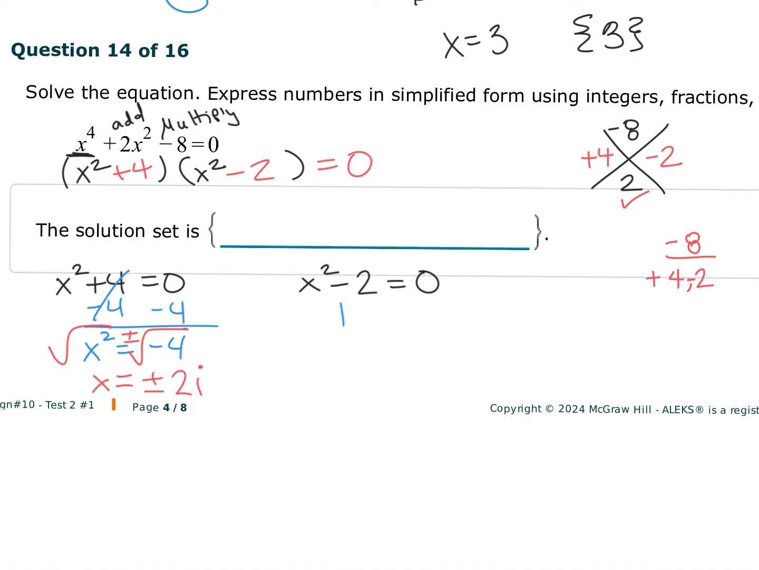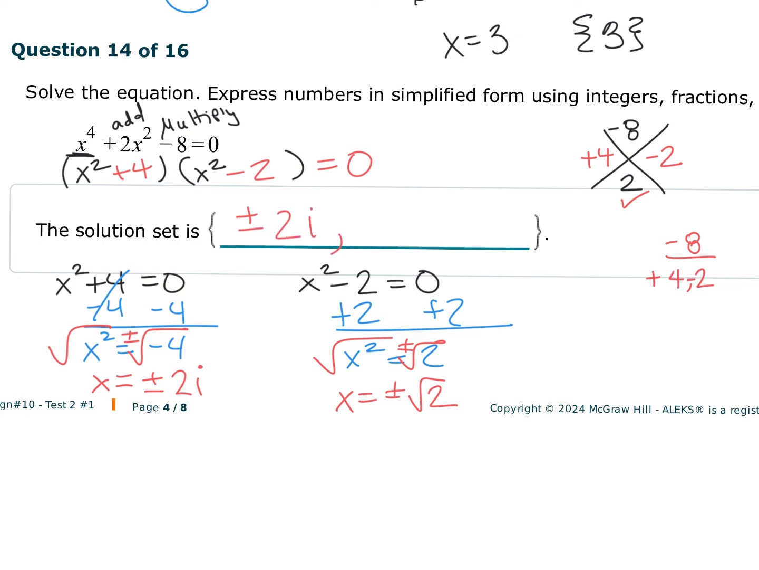And then over here, I would add 2, and then take the square root of both sides. Don't forget the plus or minus, and I end up with plus or minus the square root of 2. So I have 4 answers. I have plus or minus 2i, and I have plus or minus the square root of 2. I could also write this as negative 2i, positive 2i, negative square root of 2, positive square root of 2.